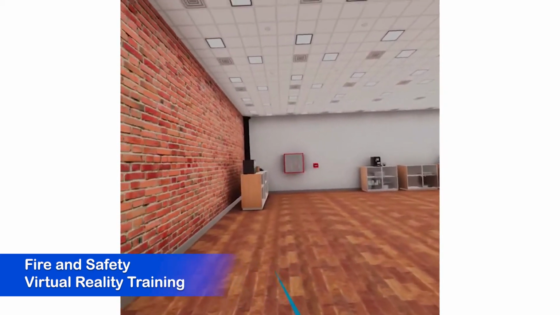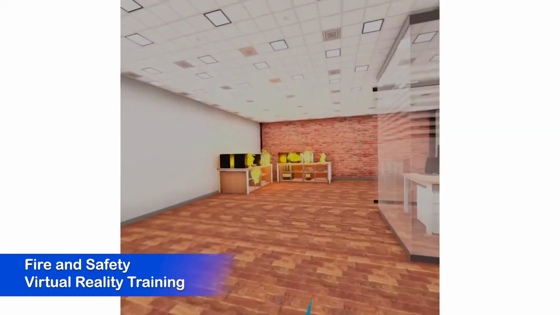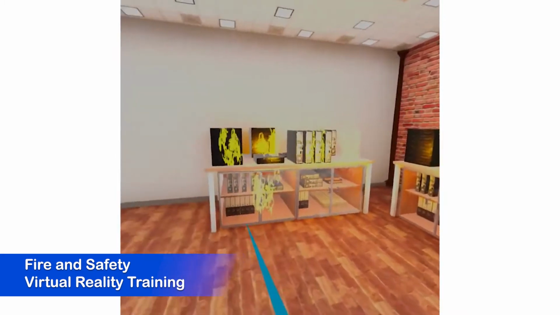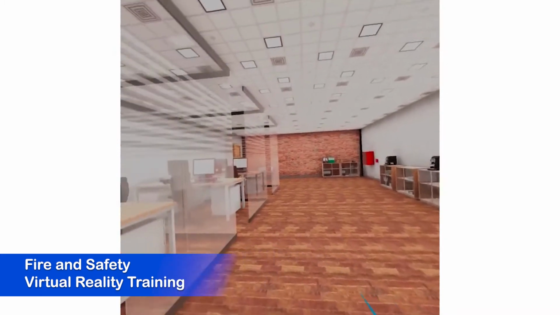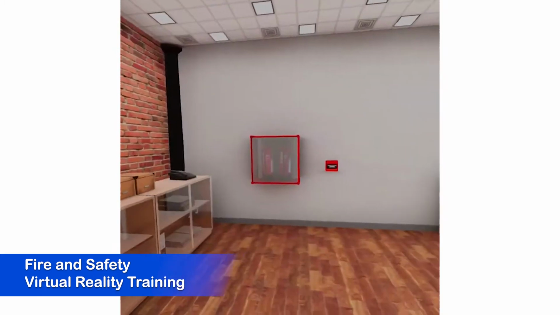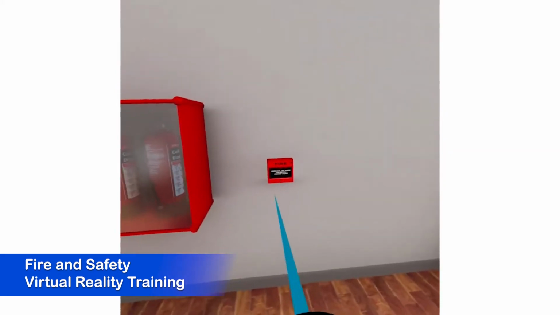Let's try to do some practice. Now consider that this office is catching fire. As soon as you know about the fire situation, try to raise the fire alarm and then proceed to fight the fire. Now let's first raise the alarm. You can see the fire alarm over there.